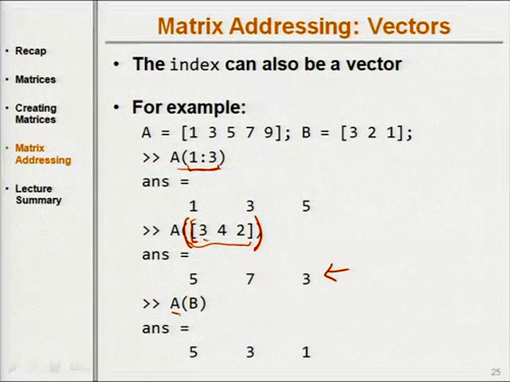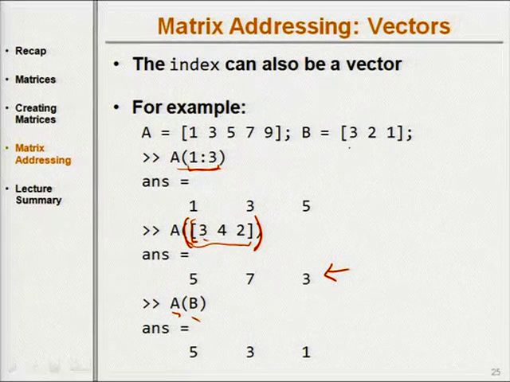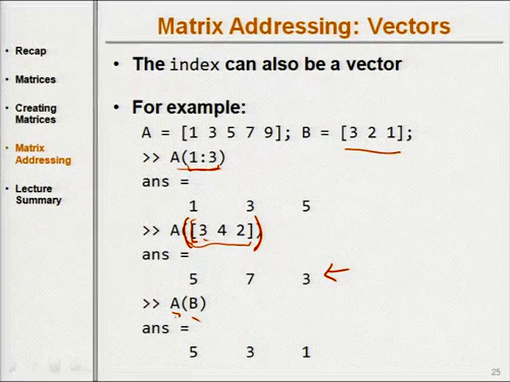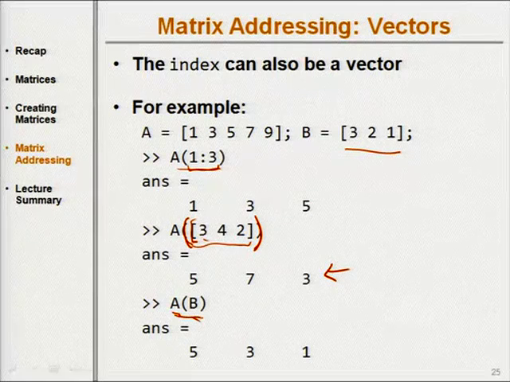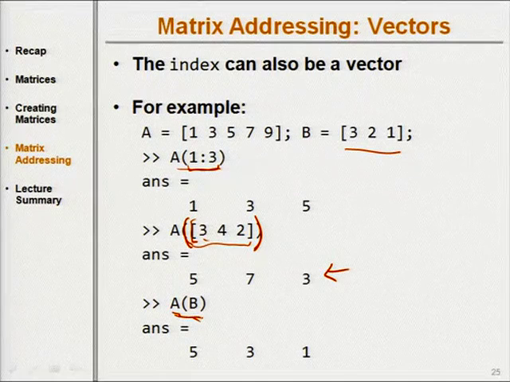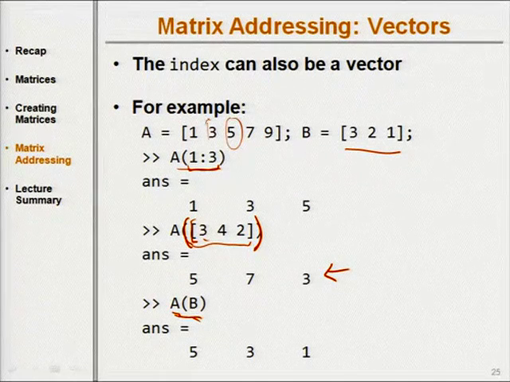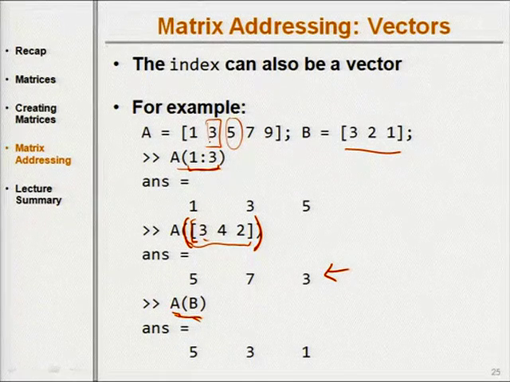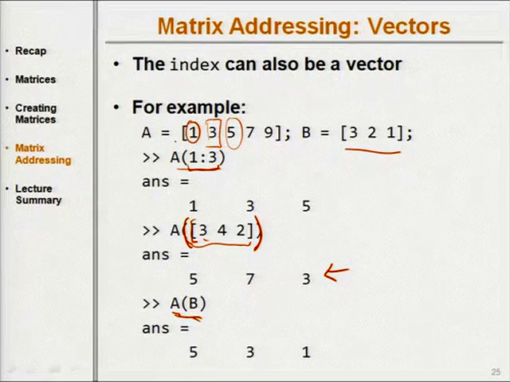You can have a matrix addressing another matrix. So if this matrix B is 3, 2, 1, A of B means it will look for the 3rd, the 2nd, and the first value of A.